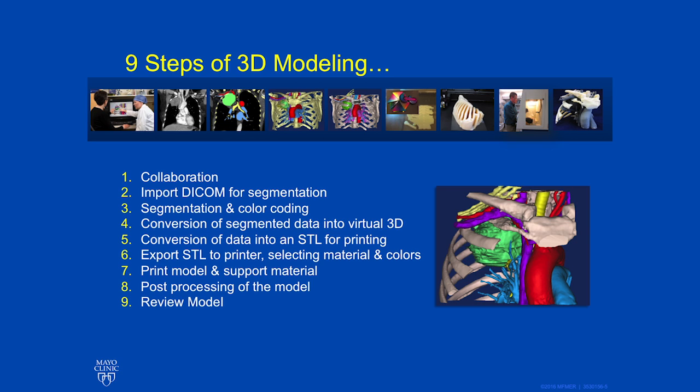The second step is importing the DICOM images for segmentation, followed by segmentation and color coding, conversion of the segmented data into a virtual three-dimensional image, conversion of data into an STL for printing, exportation of the STL file into the printer and selecting material and colors, printing the model and the support material, post-processing of the model, and then reviewing the model for accuracy. Each of these 9 steps will be reviewed in specific detail.